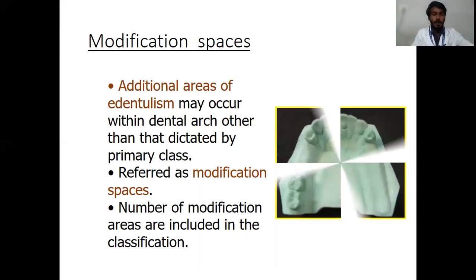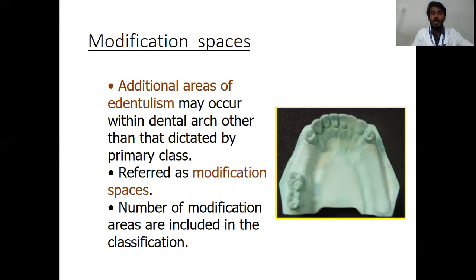So there is something called a modification space in the Kennedy classification. What are modification spaces? Additional areas of edentulism may occur within the dental arch other than that dictated by the primary class, and these areas are called modification spaces. In the Kennedy classification, the number of modification areas is included in the classification, only the number.